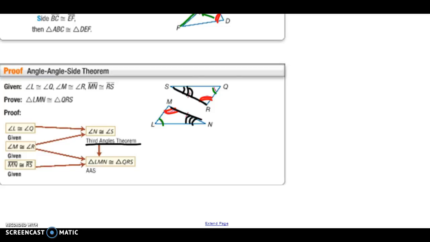And then now we're looking right there, and we say, okay, well, if we know that all three angles are congruent, and one of the sides is congruent, that means all the other sides have to be congruent. And so by angle angle side right here, these triangles are going to be congruent.